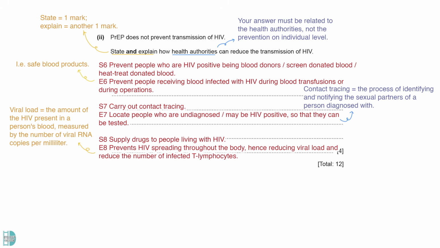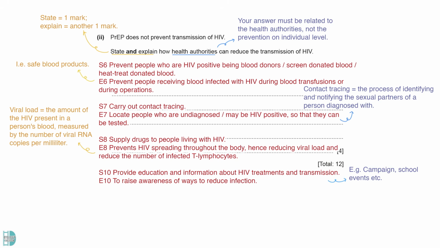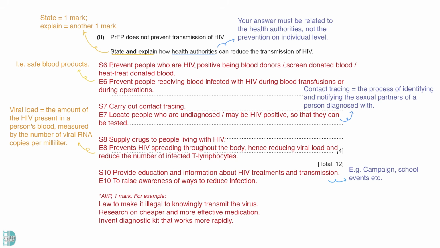HIV viral load is the amount of HIV present in a person's blood, measured by the number of viral RNA copies per milliliter. Healthcare providers can help in campaigns to provide education about HIV treatments or transmission to the public. This helps to raise awareness of ways to reduce the infection. There is a mark for AVP. As long as you can provide any solid suggestion, you can get this mark.